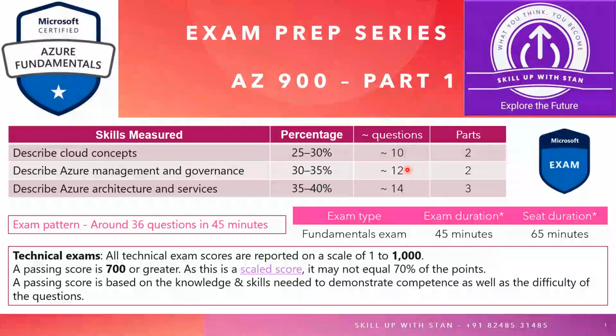If you look at it here, for cloud concepts, you might get 8 to 10 questions, and management and governance will be 10 to 12 questions. Architecture and services will be 12 to 14 questions.